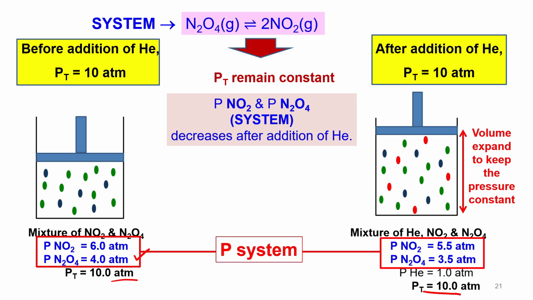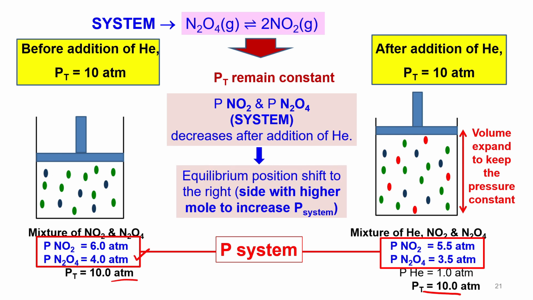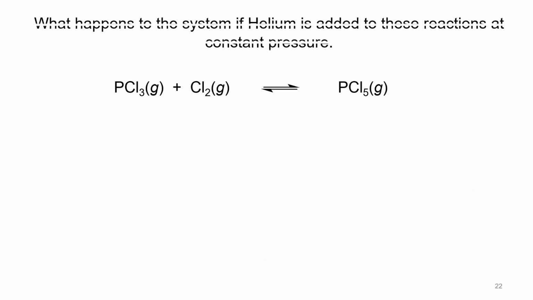Okay, so partial pressure for the system, okay, equilibrium position, dia akan shift to the right with side with higher moles to increase the pressure, meaning that it will shift to the right. Okay, bilangan mole yang lebih banyak. Okay, what happened to the system if helium is added to this reaction at constant pressure?